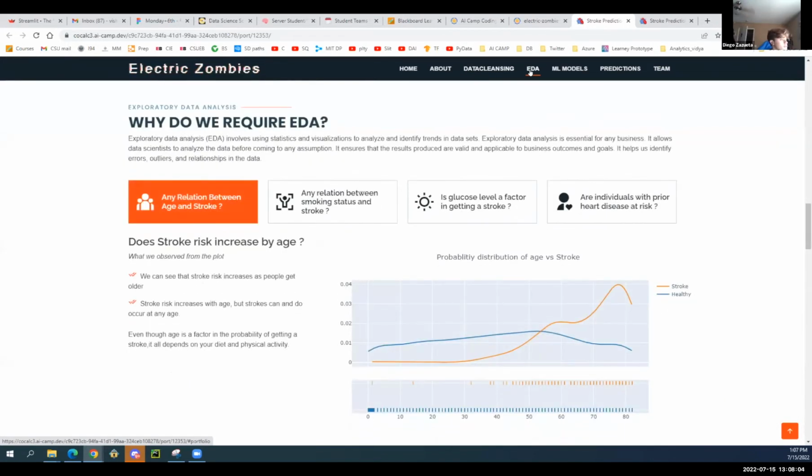Why do we require EDA? Exploratory data analysis involves using statistics and visualizations to analyze and identify trends in data sets, like relationships. Here, we can see the relationship between the age of a patient and their stroke risk. We can see that as their age increases, their probability for a stroke also increases.